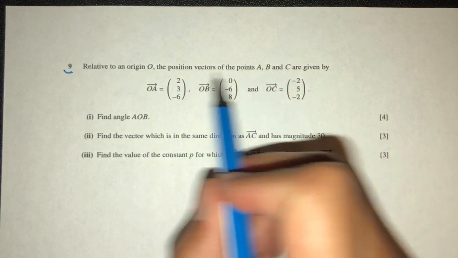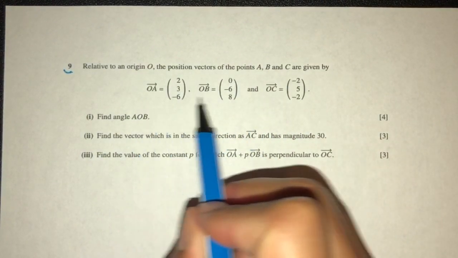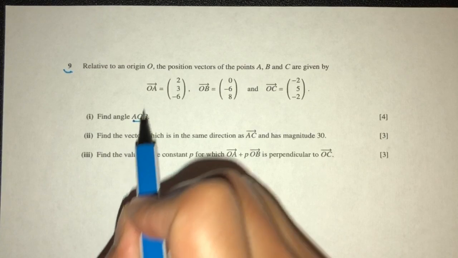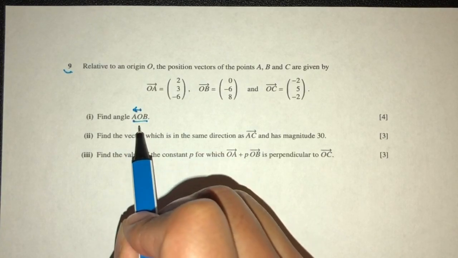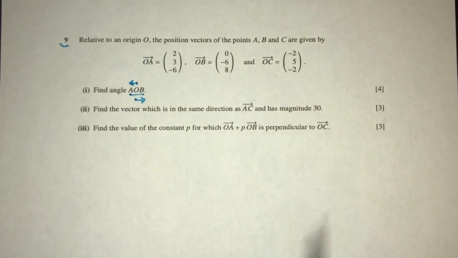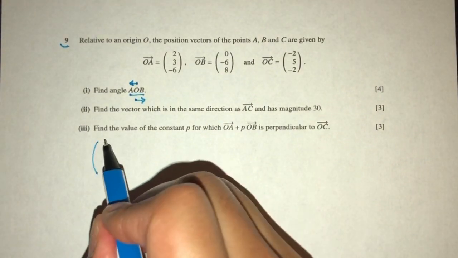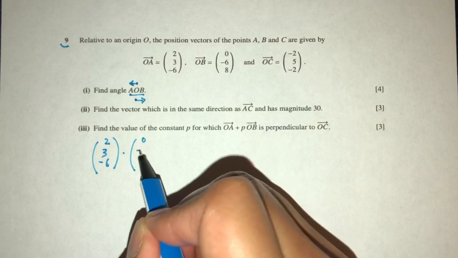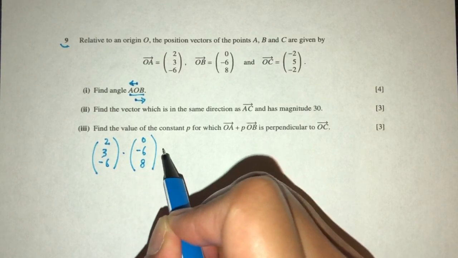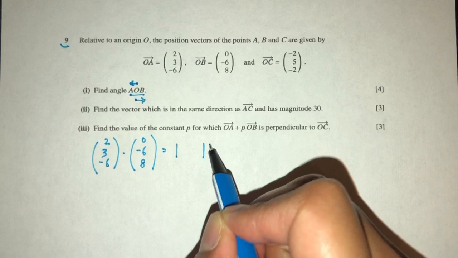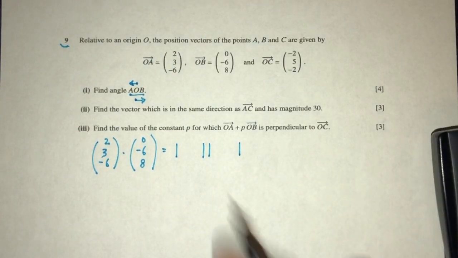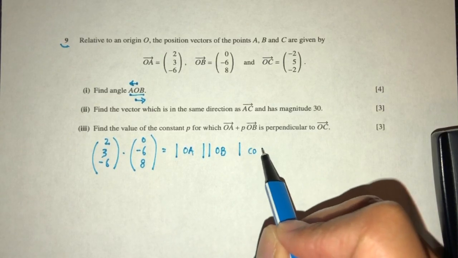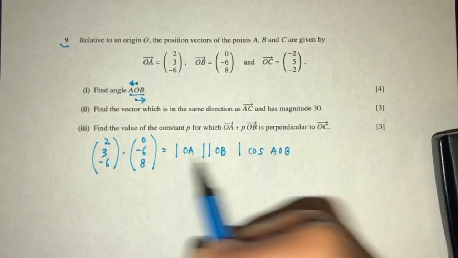Now we are given these position vectors OA, OB, and OC. Good to know. So here, first thing we have to find the angle AOB. So from O going to A, O going to B. Pretty easy. So OA will be 2, 3, minus 6. OB will be 0, minus 6, 8. That will be magnitude of both of them. Let's find that out. Of OA and OB. And then cos of the angle AOB. Let's find those two values.